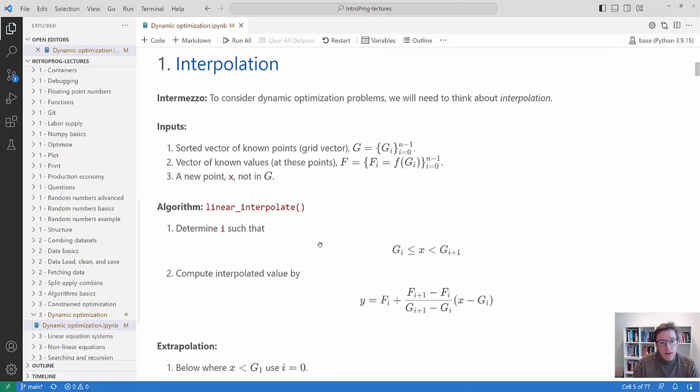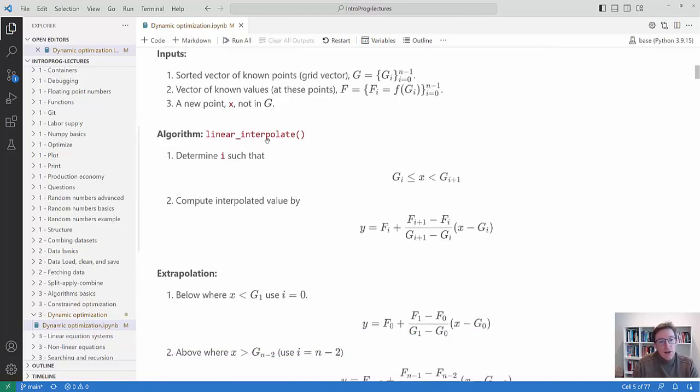So what I think of when I say interpolation is that I have a situation where I have a sorted vector of known points, a so-called grid vector. That's just some points, and then I know a function at these points. So I know the function values at the points that are in G. And then I come with a new point x that's not in G, but where I want to know the value of the function, but I want to know it without being required to evaluate the function. One way to do that is to use linear interpolation.